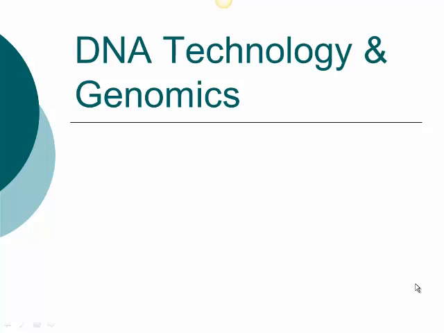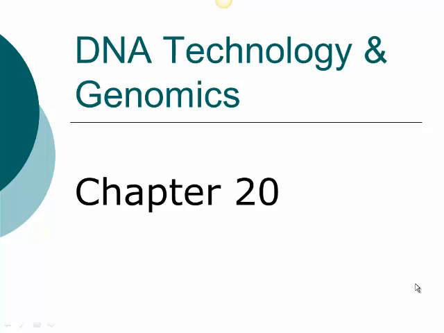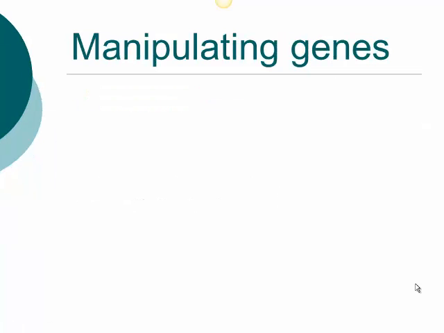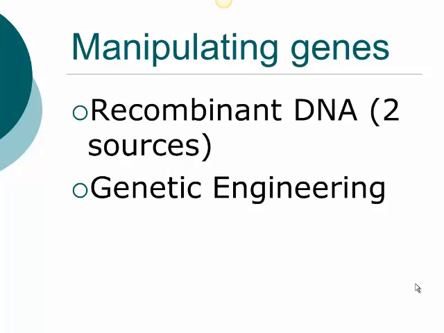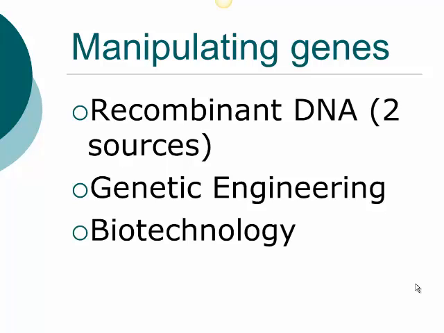So, this is DNA Technology and Genomics, Chapter 20 in the AP Biology textbook. Manipulating genes. We have to talk about recombinant DNA. That means DNA that has come from two different sources and they're combined or recombined to make something new. It's utilized in genetic engineering and biotechnology.